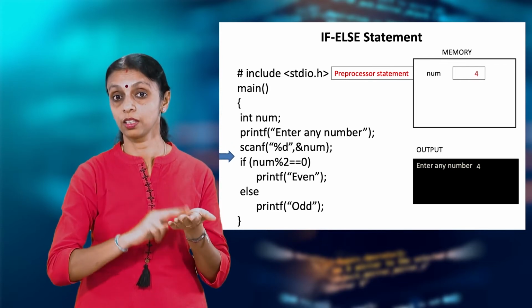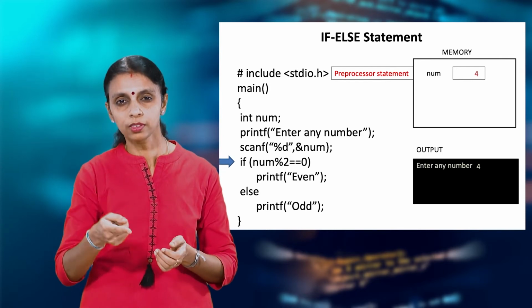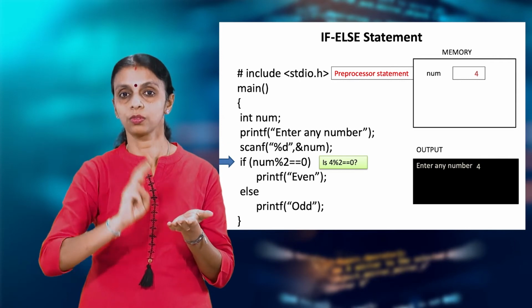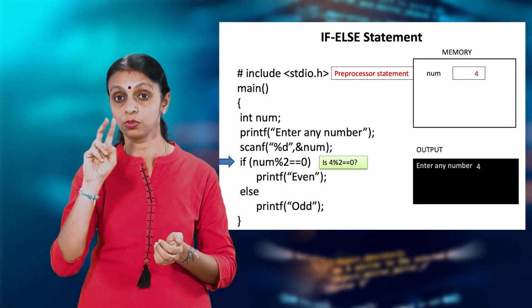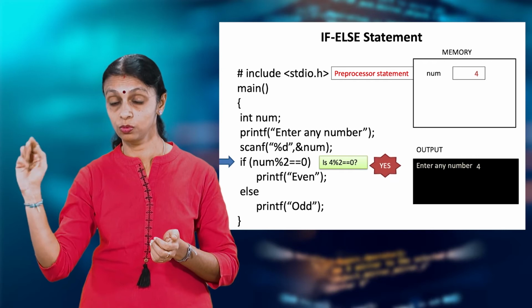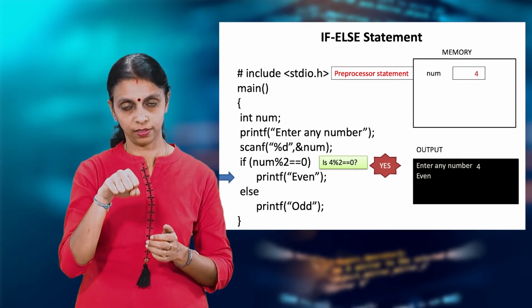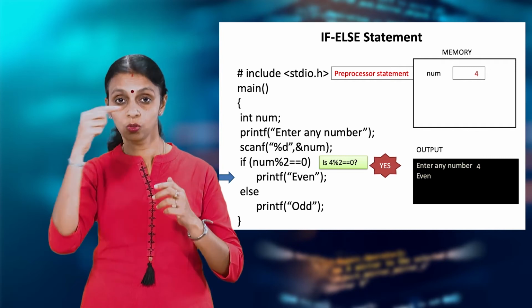Now, if statement. It checks whether the num mod 2 is equal to 0 or not. Yes, it is equal to 0. So, it executes next statement and prints even.